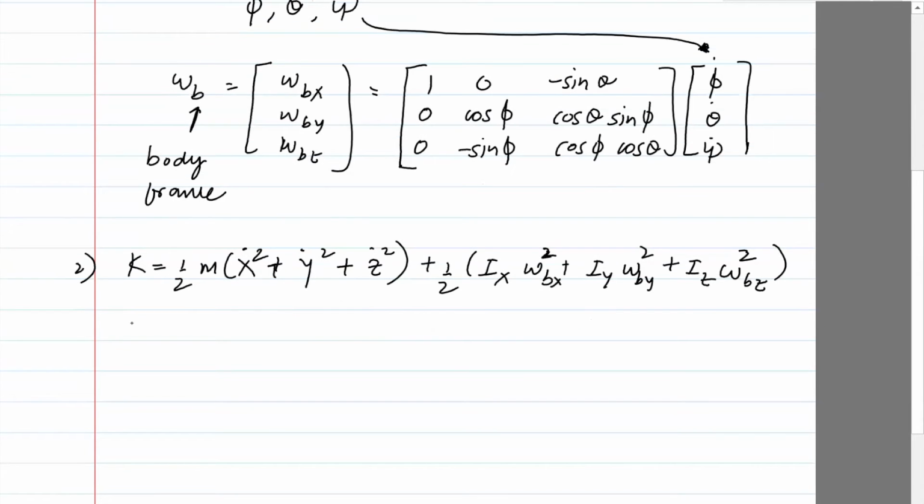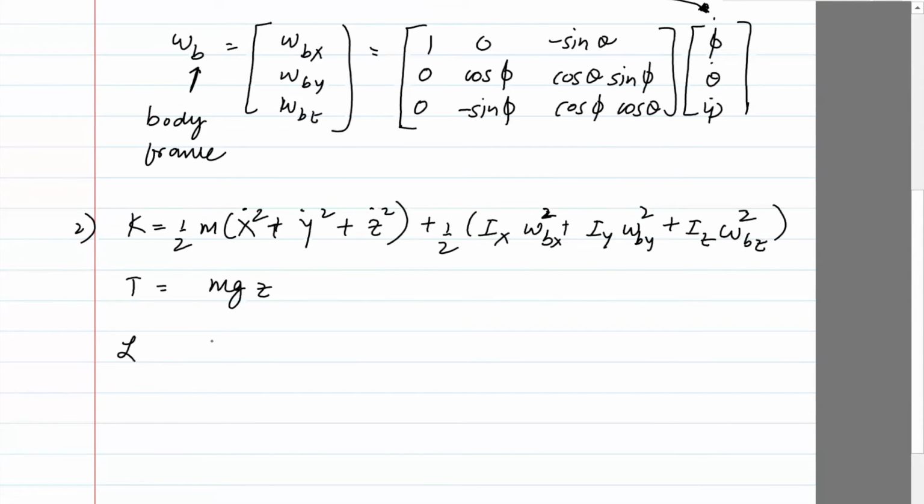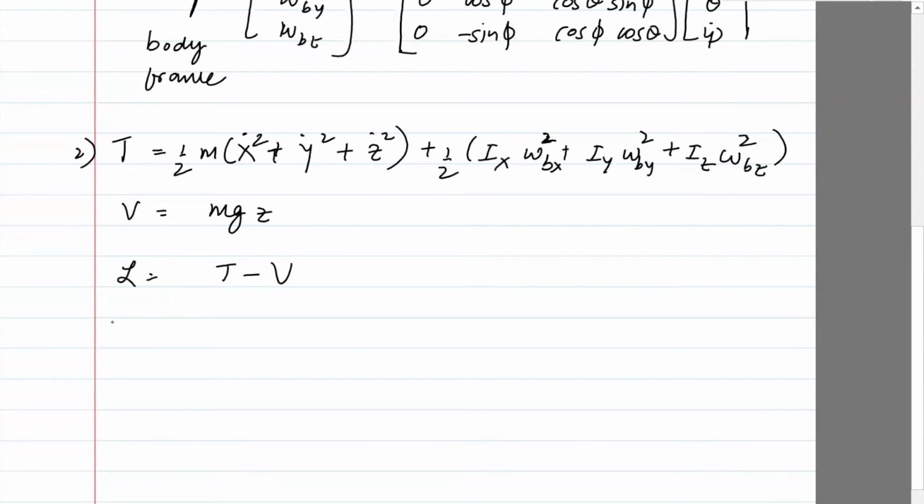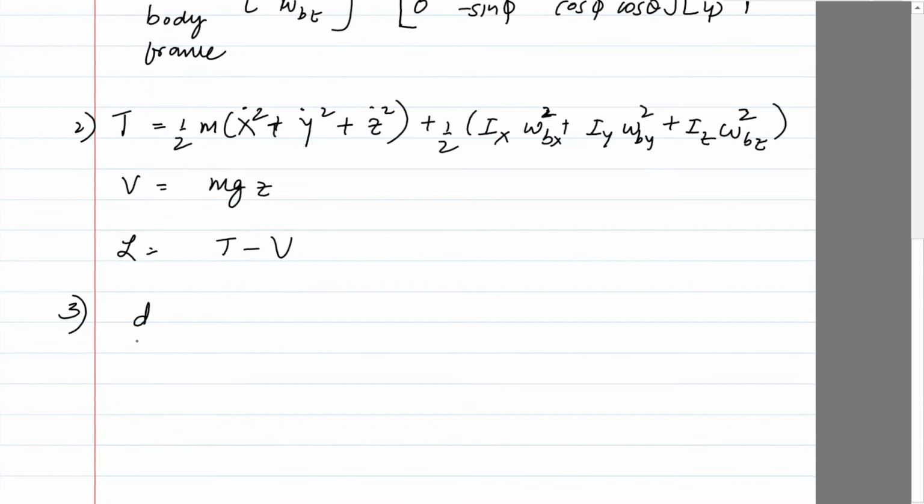Okay, and then the potential energy is simply the one due to gravity, mg times z, and then the Lagrangian is the kinetic energy. Actually, my bad. I usually write this as T, and then I write this as V. So T minus V. And so once you get that, deriving the equations is very easy. It's just writing the Euler-Lagrange equation.